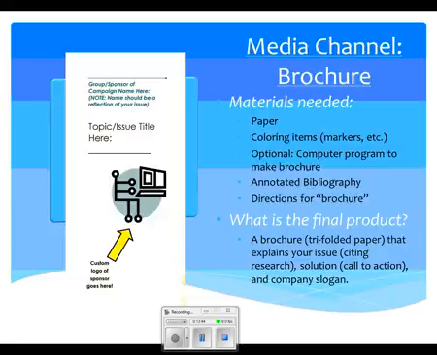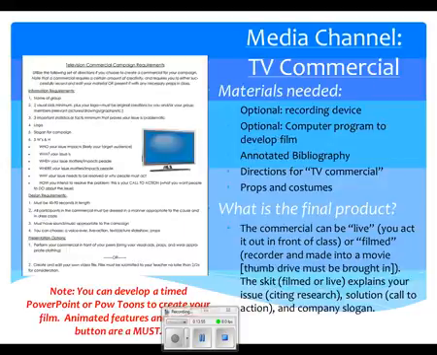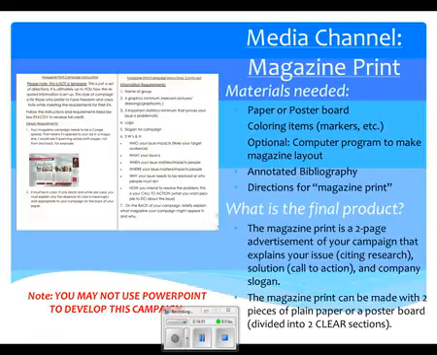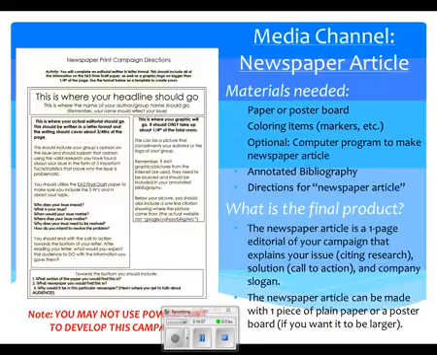One of the channels you could have chosen was the brochure. The materials needed are listed. The final product that you turn in is listed. Yes, I have copies of that so you can see it closer. The second channel you could develop was a TV commercial. The materials needed, what's the final product? These are the things you have to look at. The magazine print. Materials needed, the final product itself, and last, the newspaper article.